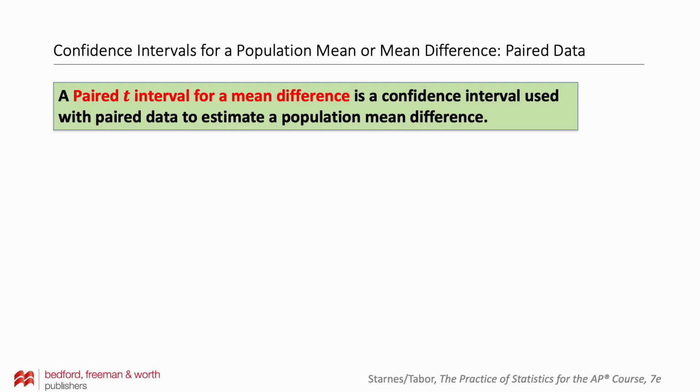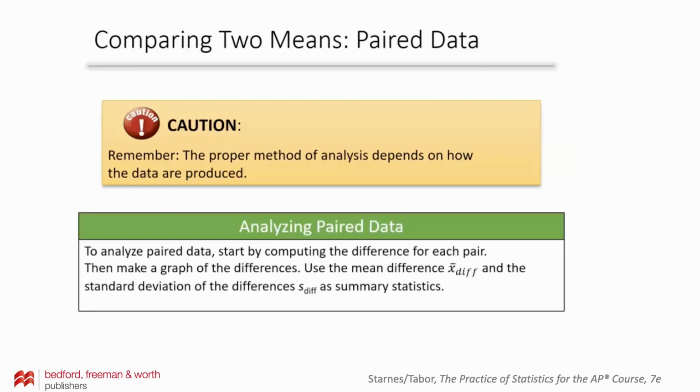A paired t-interval for a mean difference is what we're going to use, which is our inference method for this section. It is a confidence interval used with paired data to estimate a population mean difference. Caution: the proper method of analysis depends on how the data are produced. When analyzing paired data, start by computing the difference for each pair, then make a graph of the differences, and use the mean difference, x bar diff, and the standard deviation of the differences as the summary statistics.